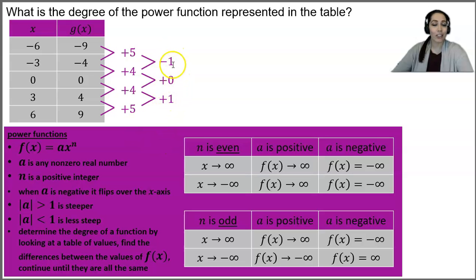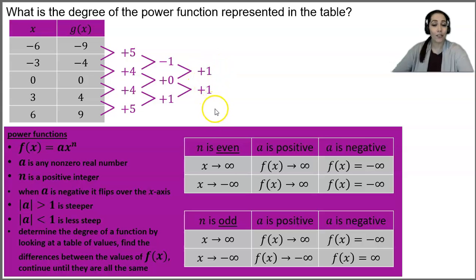So again, they're not the same, so I'm going to have to keep doing it until all these are the same. So the difference between -1 and 0 is a positive 1. -1 plus 1 is 0. And 0 plus 1 does equal 1. Now they are the same, so we can stop.